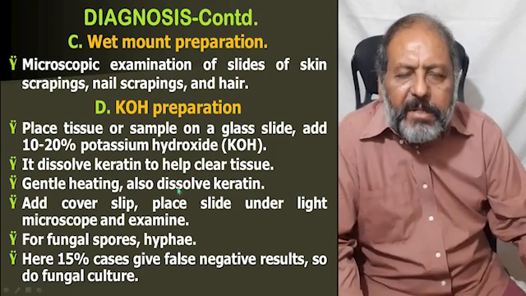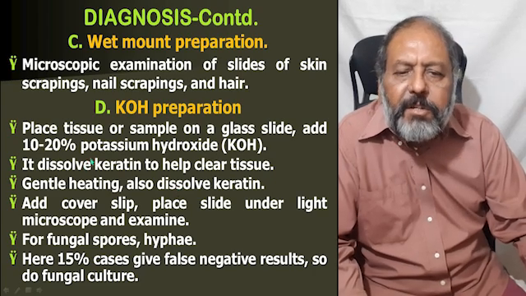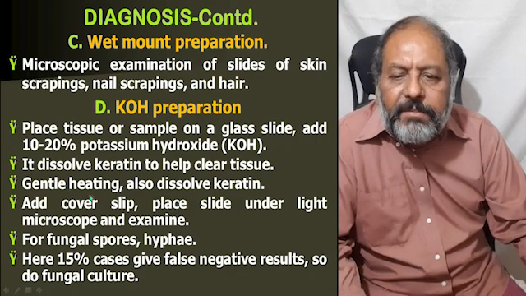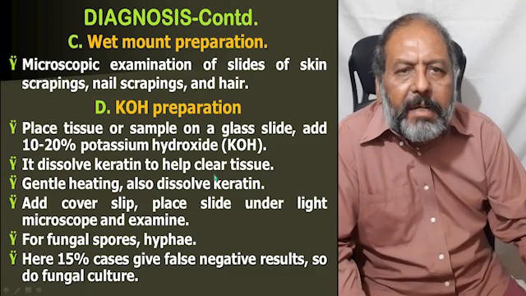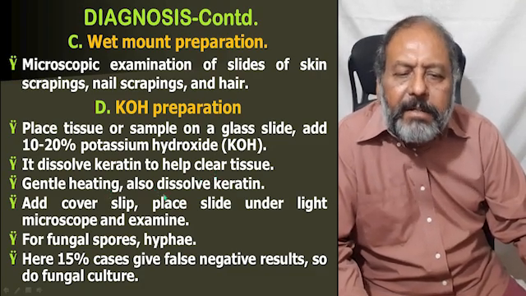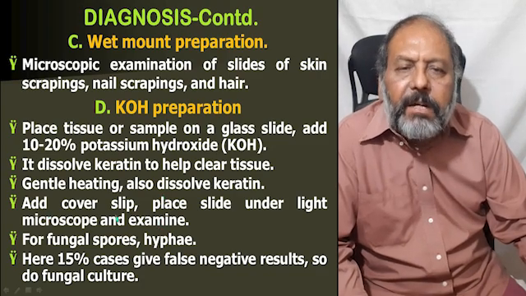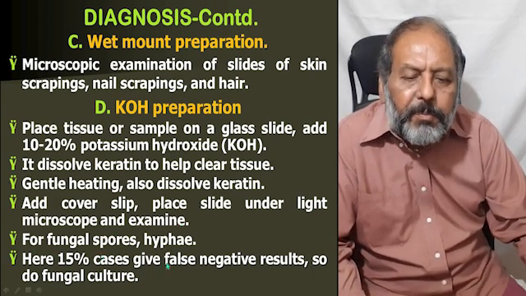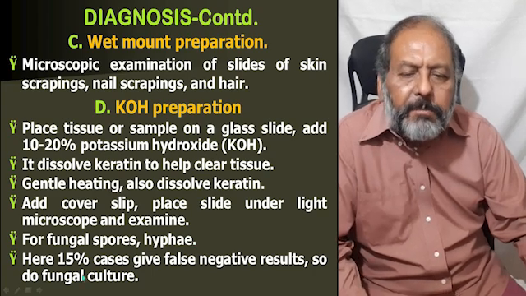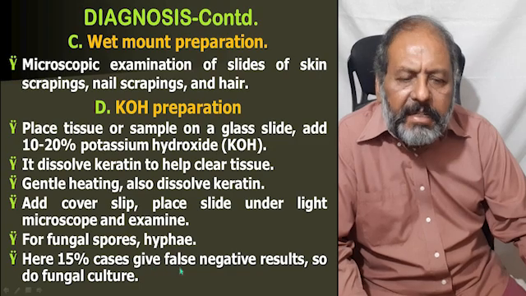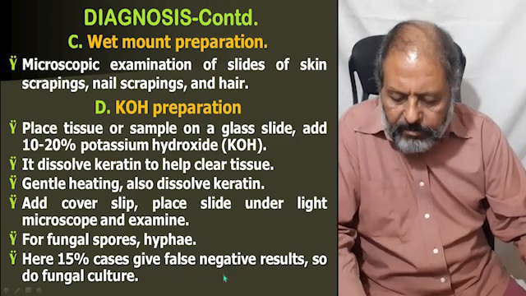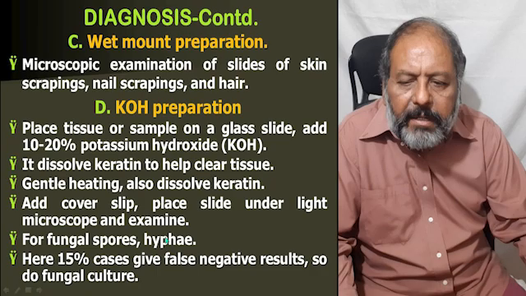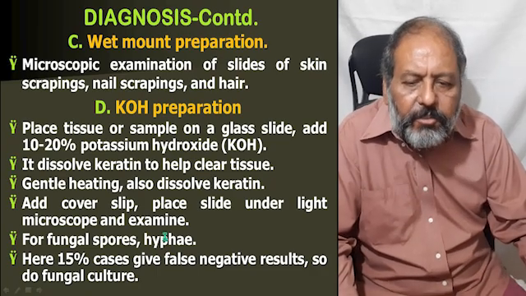Next is KOH preparation, potassium hydroxide preparation. We place the tissue or sample on a glass slide and add 10 to 20% potassium hydroxide, as it dissolves keratin to help clear the tissue from the keratin embedment. Gentle heating also dissolves the keratin. Now add the cover slip and place the slide under the light microscope and examine. One can see the fungal spores and the hyphae. In potassium hydroxide preparation, 15% of cases give false negative results. So we have to confirm these fungal lesions by doing a fungal culture.